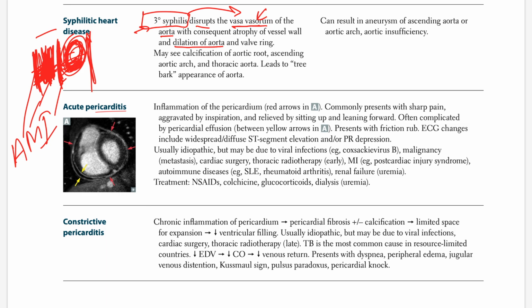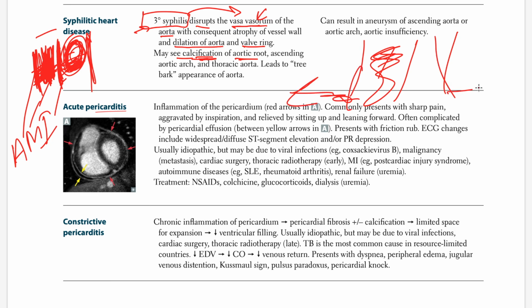it is going to cause dilation of the aorta, and the valve ring. I'll mention how. So this is dilation because it is not getting blood supply. Later on what you will see is calcification within the aortic root, where the aorta starts, which is dilated, or the ascending aorta.